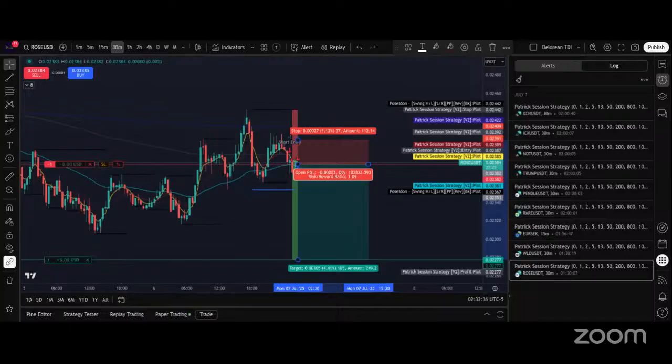Take profit is going to be 0.02277. That's going to be for 105 pips. Stop loss is going to be 0.02409, sorry, for 27 pips. And entry price is going to be 0.02382.